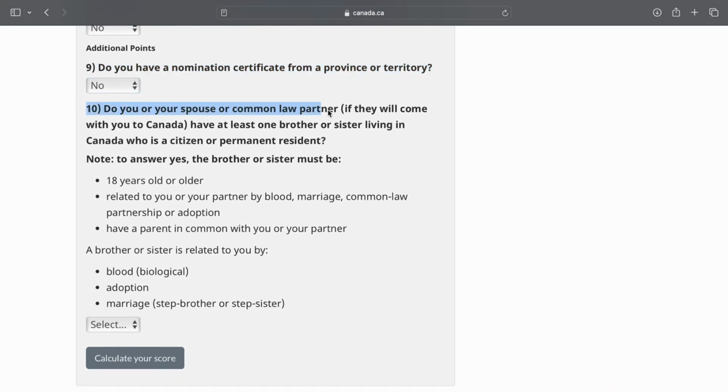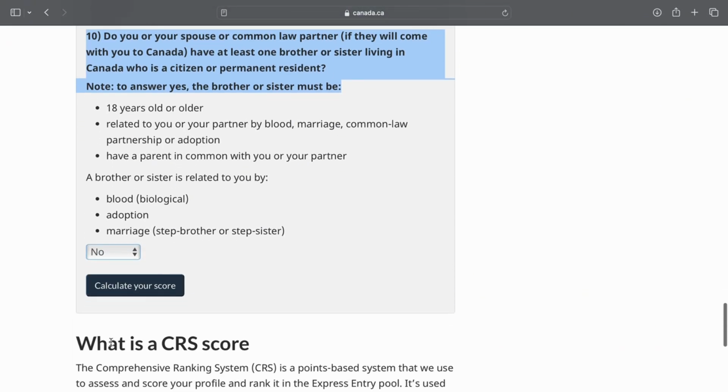And the next thing is, do you have a sibling in Canada who is a PR or citizen? This can also boost your score. They must be 18 or older, related by blood, adoption, or marriage. For this example, we will select no. And now we calculate the score.